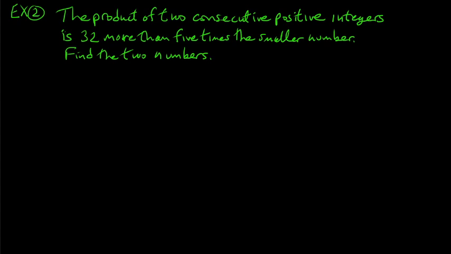Okay, here's the next puzzle. The product of two consecutive positive integers is 32 more than 5 times the smaller number. Find the two numbers. So the product of two consecutive positive integers. We're looking for, again, two numbers, and these are consecutive positive integers. Integers just means whole numbers, they're not going to be fractions here.